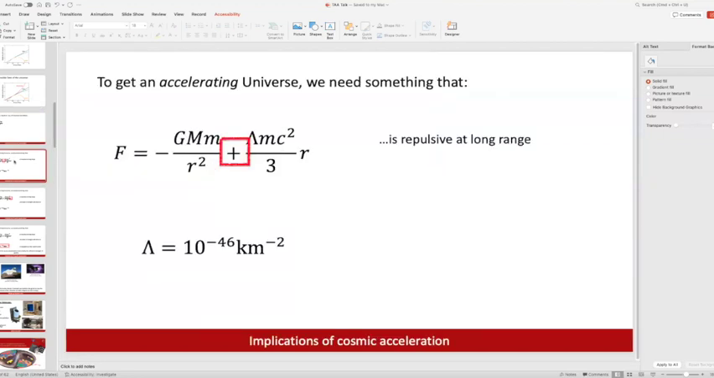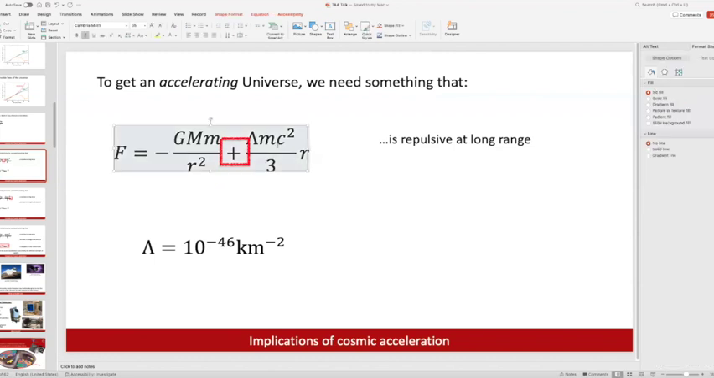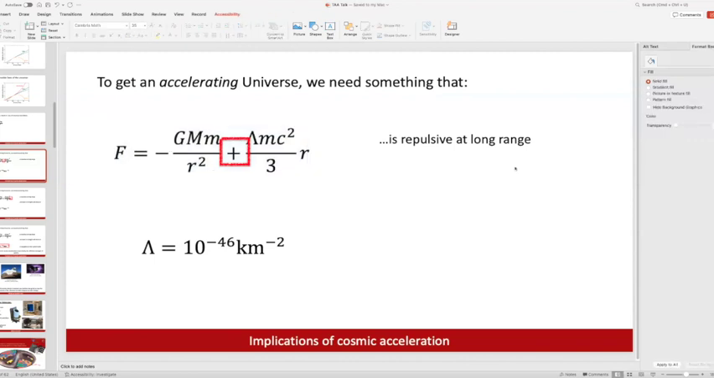So I gave this as sort of a schematic example. What I've done is I've said, we're going to take the inverse square law and we're going to add something that is proportional to the distance between things. What this means is that this force, the second term, gets stronger as things get farther apart, right?